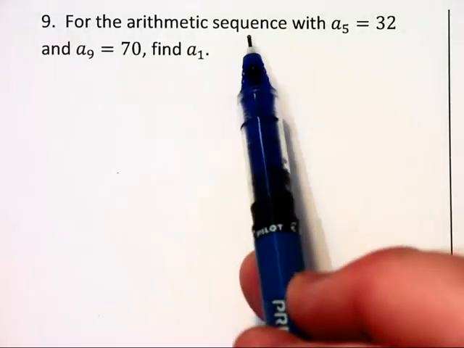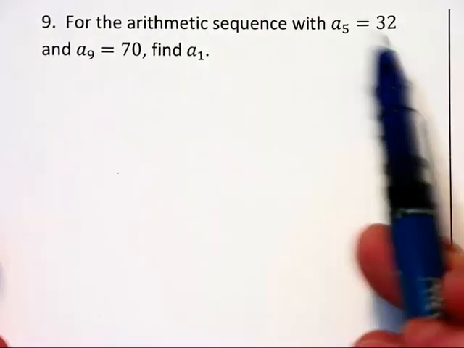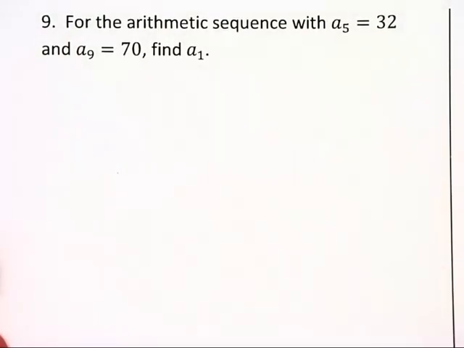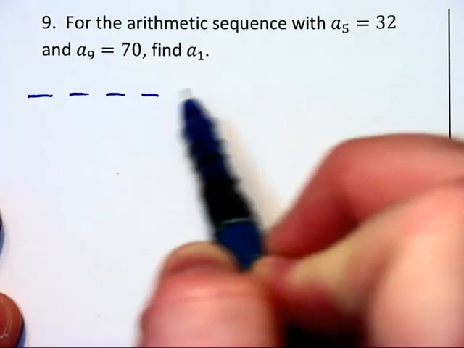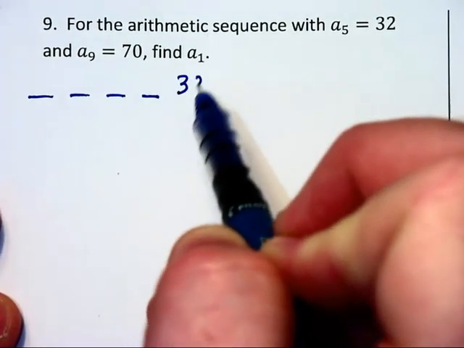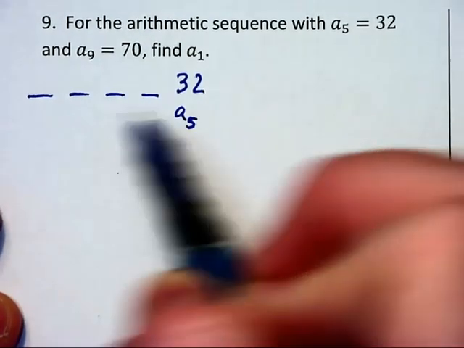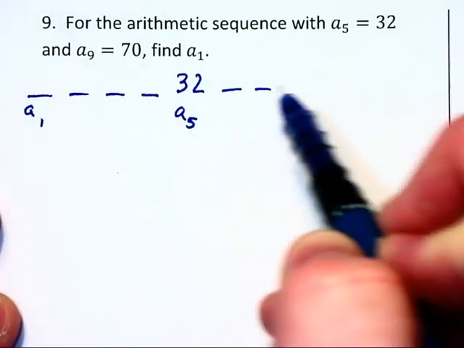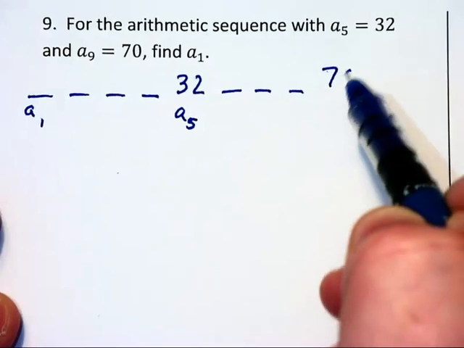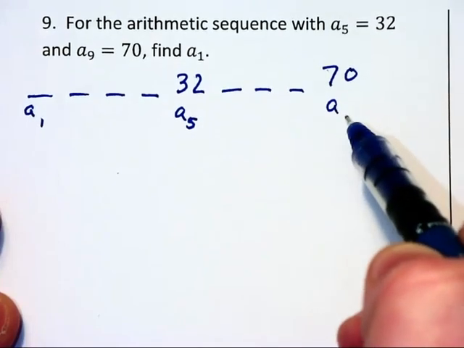We're told that we have an arithmetic sequence. Here's our fifth term and our ninth term. Find the first term. So 1, 2, 3, 4. Fifth term, 32. That's our a sub 5. Here's our a sub 1 back here. Sixth, seventh, eighth, and the ninth term will be 70, a sub 9.